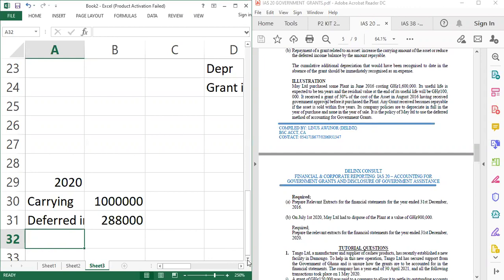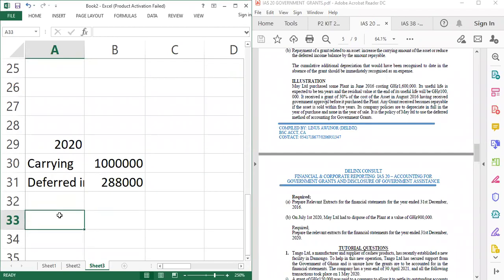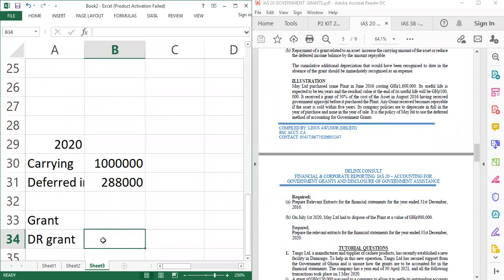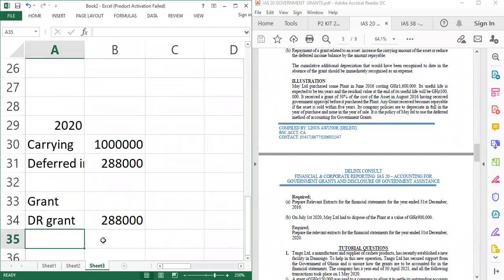How much of the grant are we supposed to pay now? The total amount of the grant that we are paying is 480. What's the balance on the grant account? 288. So what we do right now is we debit the grants. The grant is a deferred income, which is a liability. So we debit the grants 288,000. But how much of the grant are we paying? 480. So what is the difference? 192, isn't it?